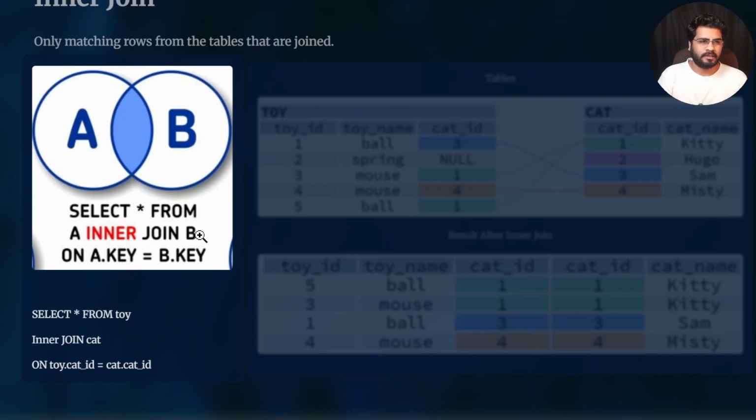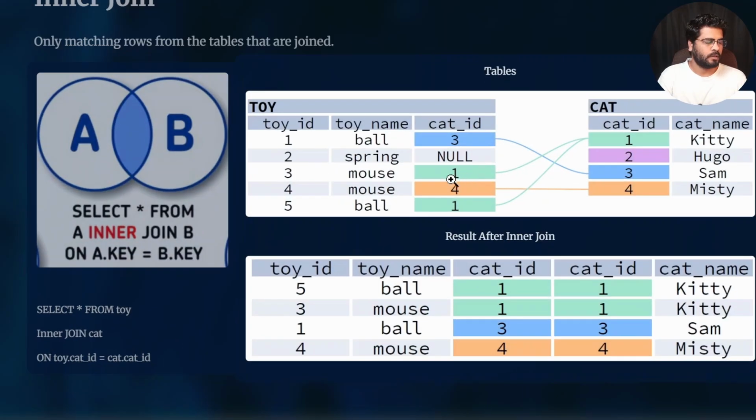Though it is not as important for the inner join, it is very important for left join and right join. So if we look at our example, we selected all the columns from toy and we apply an inner join and join the table cat on the condition where the columns cat ID are common. So if you look at this table, we have the rows 1, 3, 4, which are common in both the tables, and we get all the rows which are common for both the tables based on the condition.